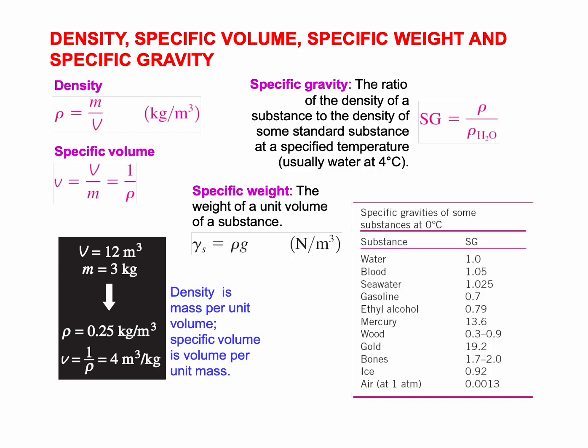First is density. What is density? Density is defined as the ratio of mass by volume. The unit of density is kg per meter cube. It is denoted by the letter rho.